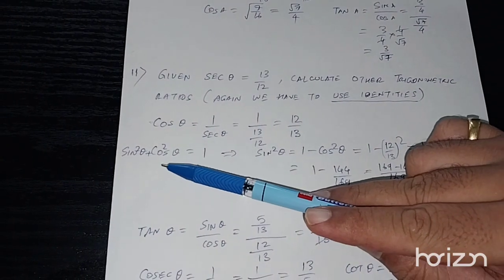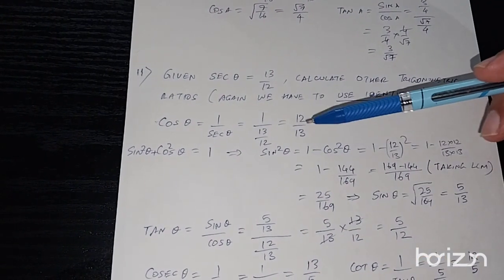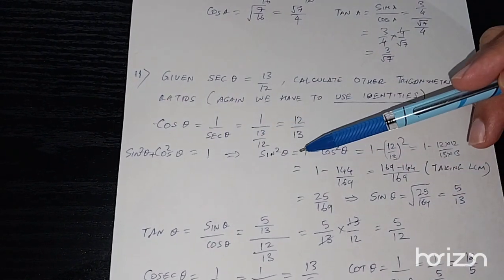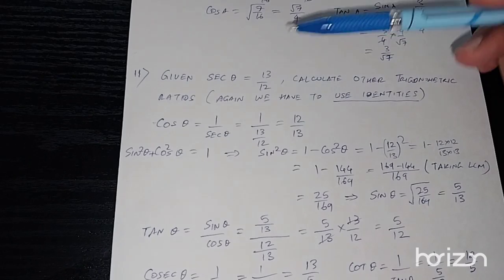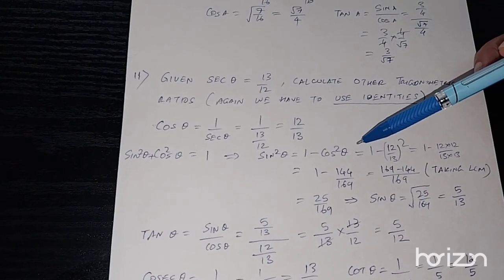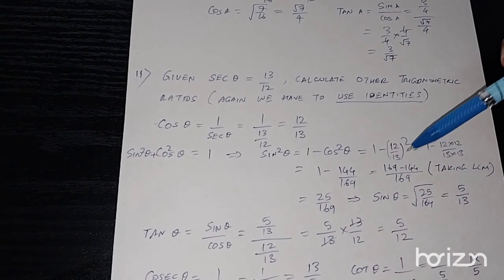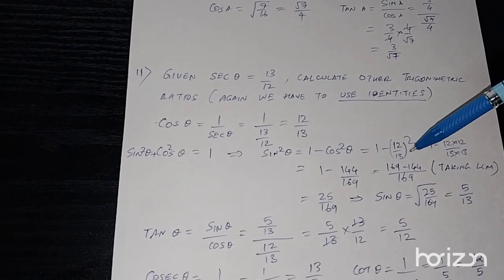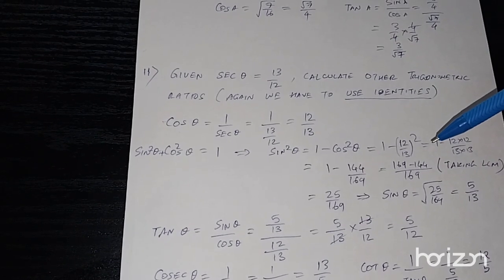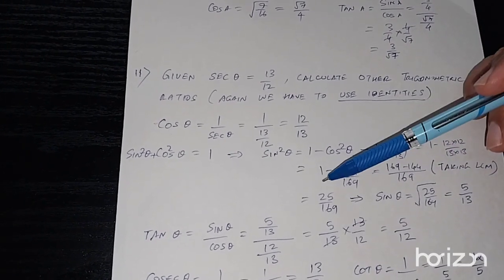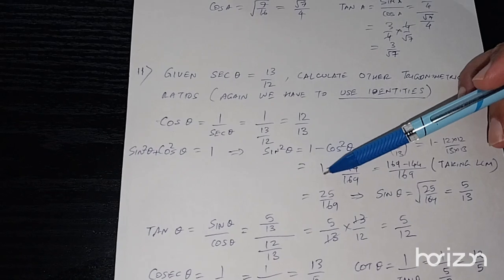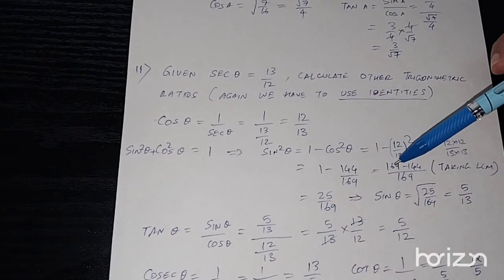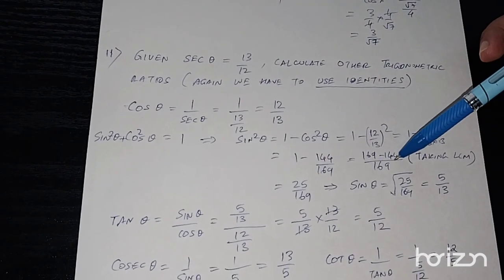Okay, now we have sin squared theta plus cos squared theta equal to 1, right? Sin squared theta is equal to 1 minus cos squared theta. So we got cos theta, we want sin theta, so we are using this identity and substituting for cos theta. So we get 1 minus 12 by 13 whole squared. Okay, what is 12 squared? 144. What is 13 squared? Use your calculator, you will see it is 169. Okay, once we take the LCM, the denominator will become 169, the numerator here also will become 169, the 144 will remain as it is. So we are getting 169 minus 144 divided by 169.